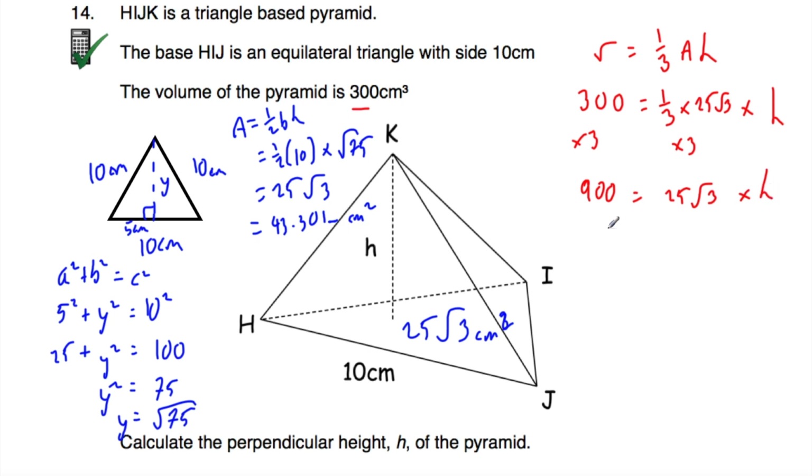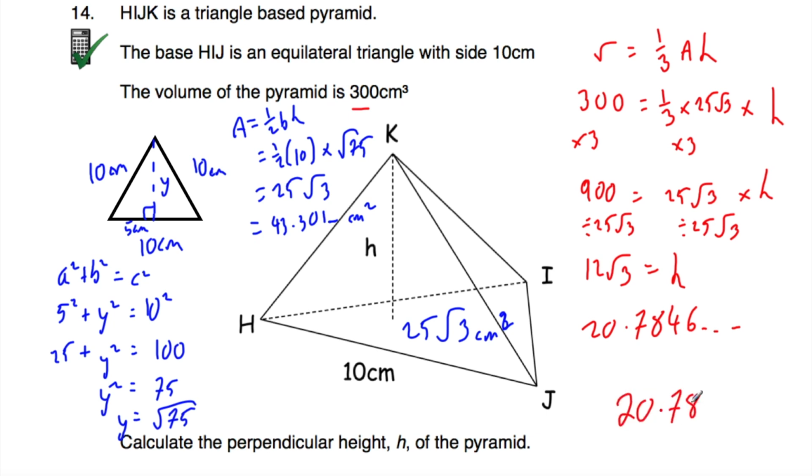And now we just need to do 900 divided by 25 root 3. So we're going to divide both sides of the equation by 25 root 3. The right hand side would just be h, and the left hand side 900 divided by 25 root 3 is equal to 12 root 3, or as a decimal number, 20.7846 and so on. And I'm going to round it to 3 decimal places, so that's 20.785 centimeters. And that's it, that's the height of that pyramid.